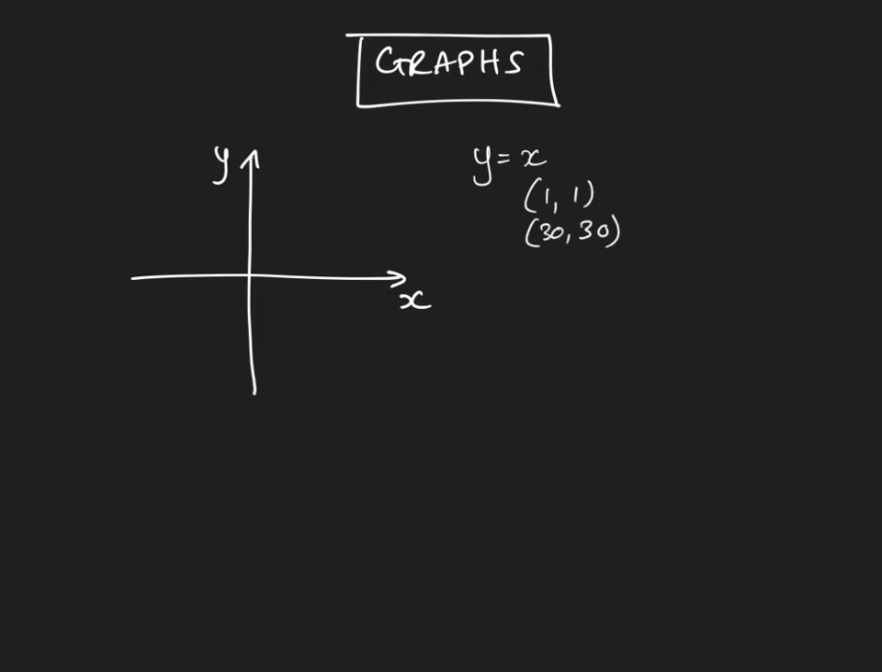Now, how we draw that is just a straight line that goes through here. And as you can see, when x is, say, 10, y will also be 10. And when x is, say, 20, y will also be 20. And also when x is, say, minus 10, y will also be minus 10 there.